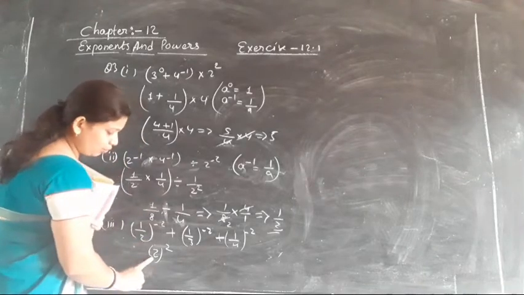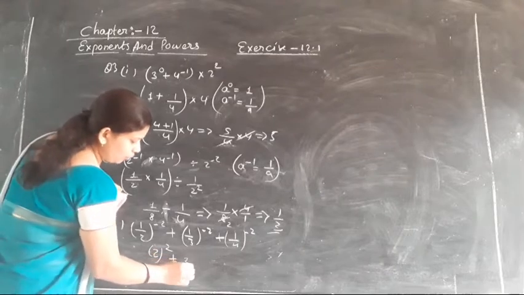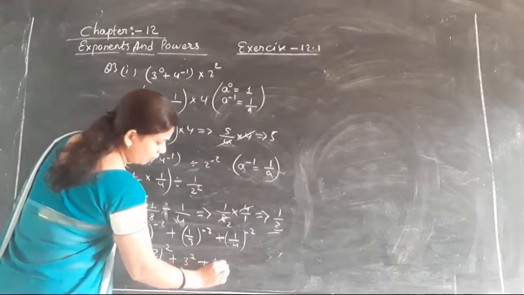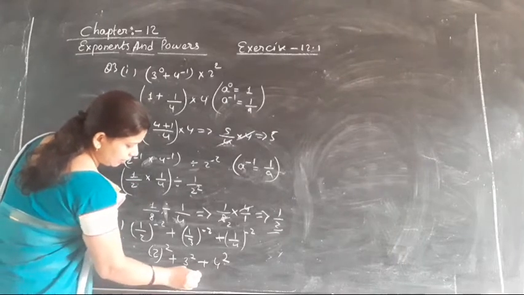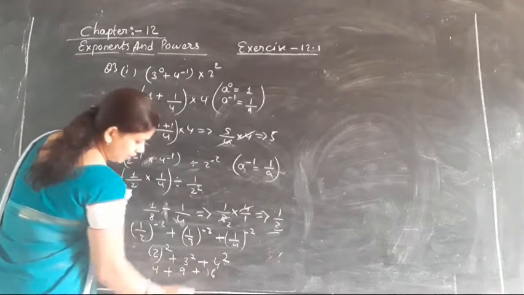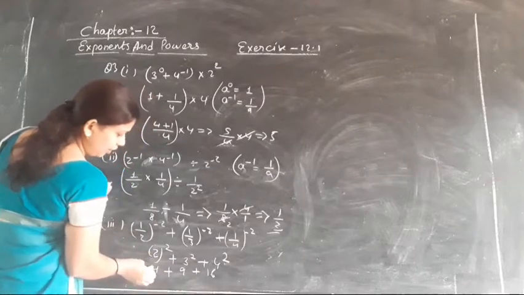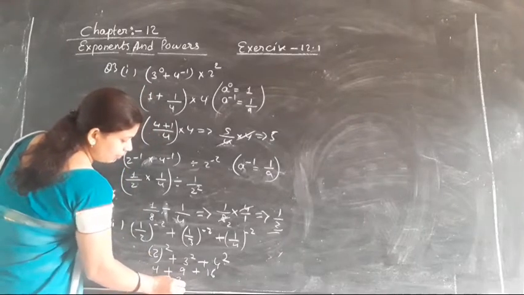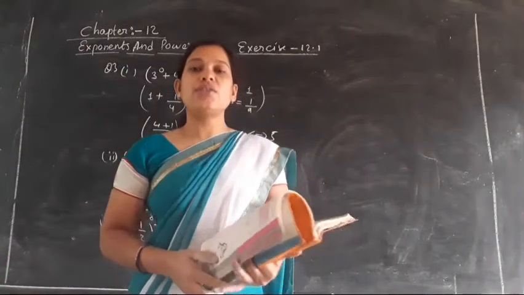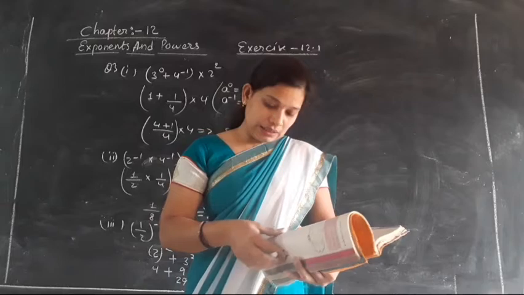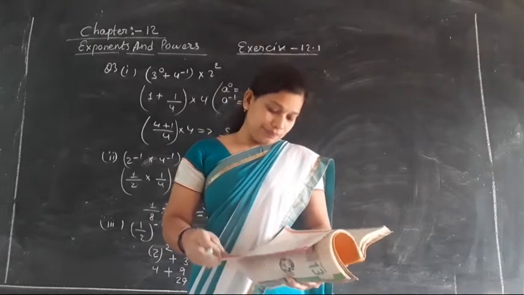So that directly becomes 2 to the power 2 plus 3 to the power 2 plus 4 to the power 2. So 2 into 2 is 4, plus 3 into 3 is 9, 4 into 4 is 16. Okay, so 16, 17, 18, 19, 20, 20 plus 9 will be 29. So what is the answer? The required answer you will get is 29. Clear?